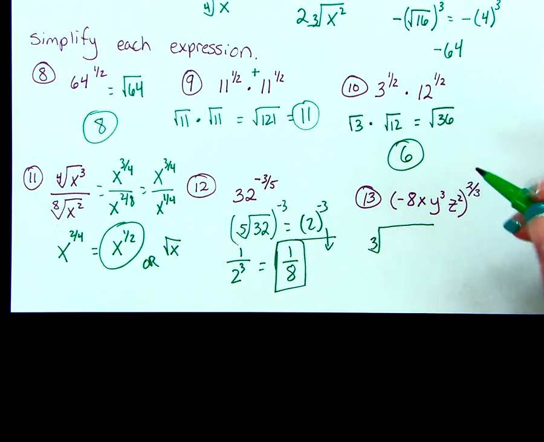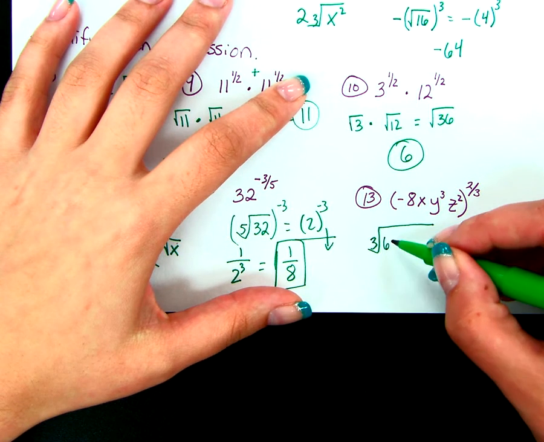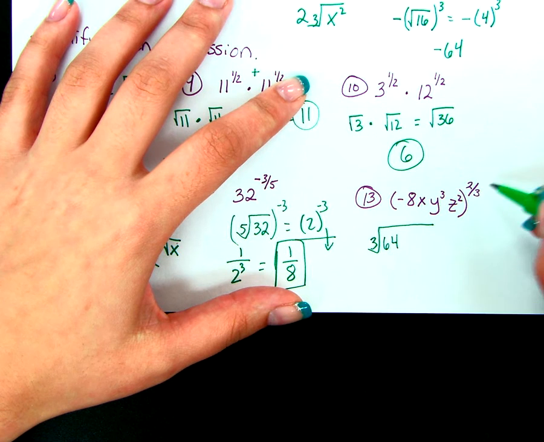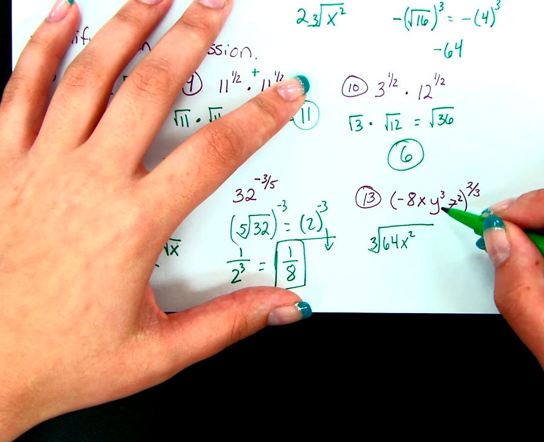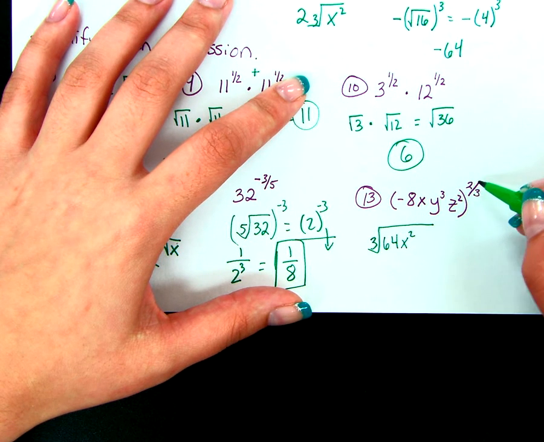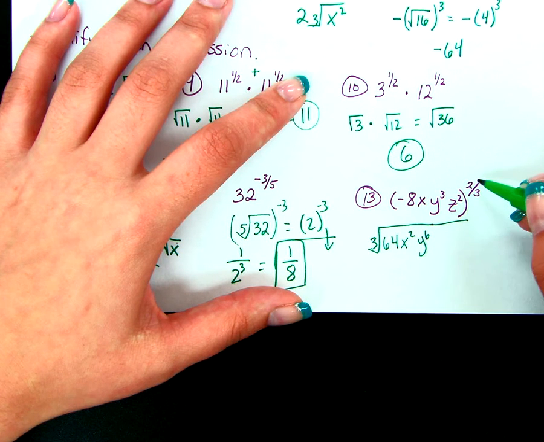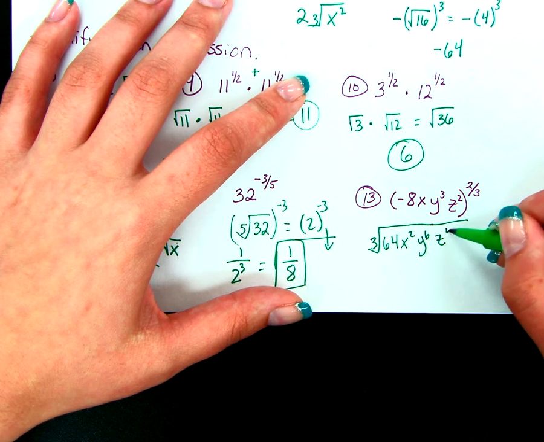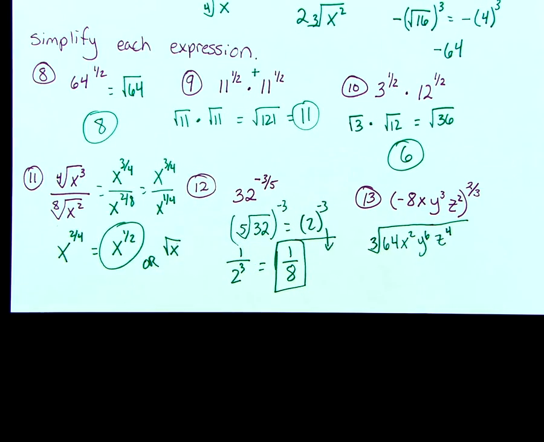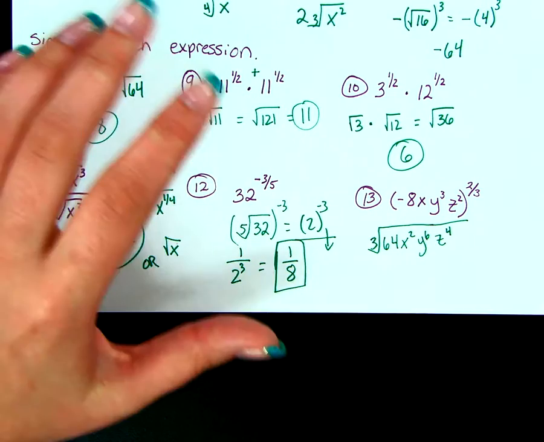So -8 squared will become a positive 64 because we're in parentheses. X squared will be x squared. Y cubed squared, so again we're multiplying that, will be y to the 6th. And then z squared will be z to the 4th power. And then now we're just simplifying that like we did in the previous section.